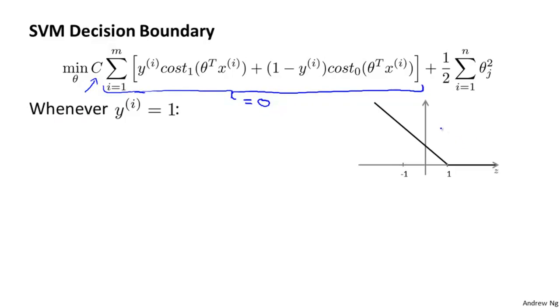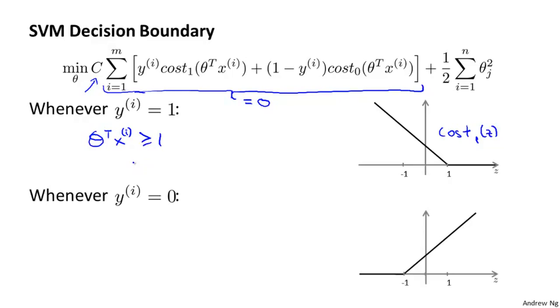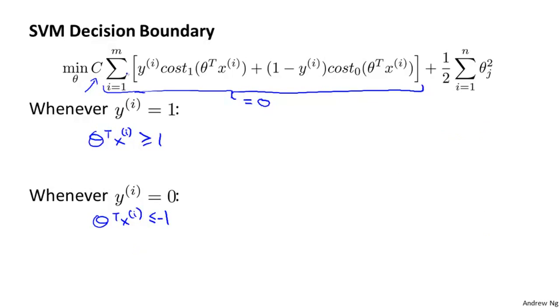So we saw already that whenever you have a training example with a label of y equals 1, if you want to make that first term 0, what you need is to find a value of theta so that theta transpose x(i) is greater than or equal to 1. And similarly, whenever we have an example with label 0, in order to make sure that cost0 of z is 0, we need that theta transpose x(i) is less than or equal to -1.